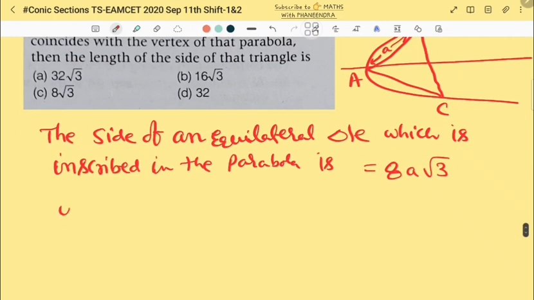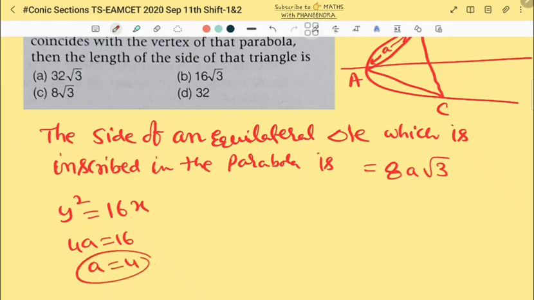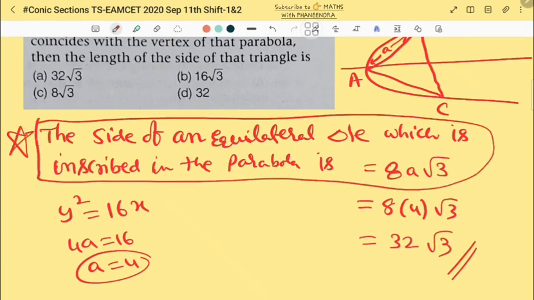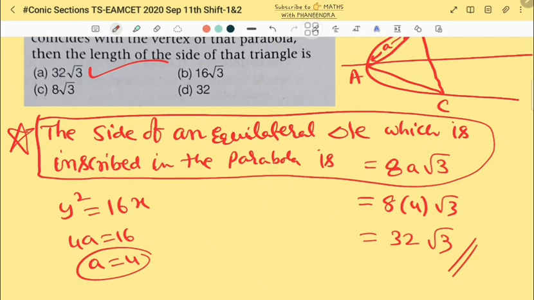From the given parabola, y square is equal to 16x. Compare with y square is equal to 4ax. 4a is equal to 16, a is equal to 4 now. This 4 value substitute in this: 8 into 4 into root 3, that is equal to 32 root 3. In previous videos, I have given the proof of this type of question, once you go through, dear students. Here is the shortcut formula to do this type of problems. Keep in mind and work it out. So the first option is the right option.